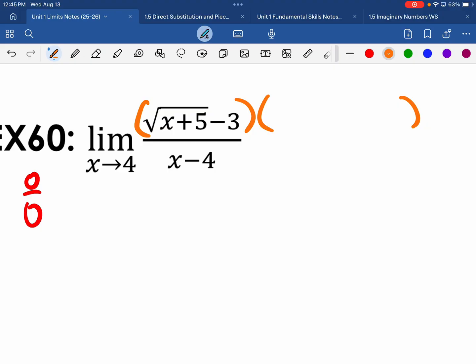So what am I going to multiply by? You're going to multiply by the square root of x plus 5 plus 3. So instead of this minus sign, that's going to be a plus sign. Notice the sign inside the square root just stays normal. You're only changing that sign. And then you've got to do it to the bottom as well.